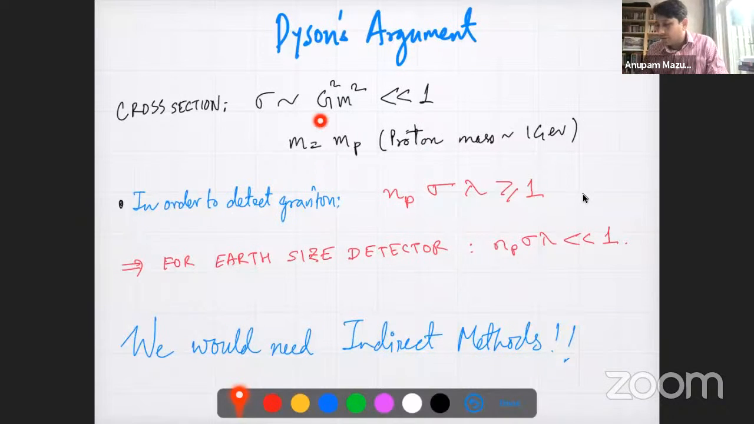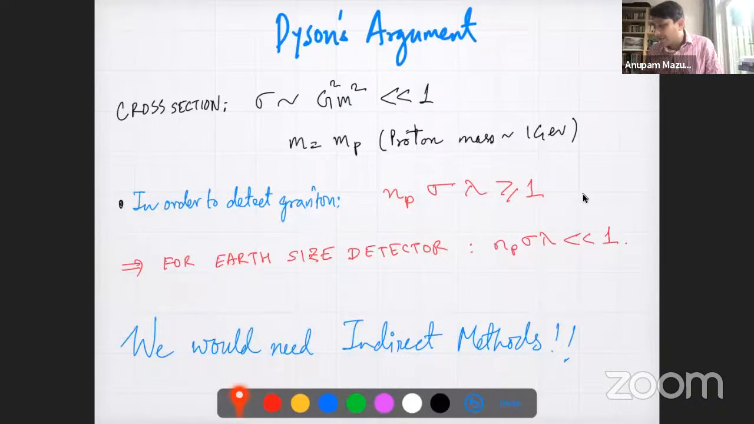You can compute for any mass, it could be proton mass or electron mass. You can see the cross section, which is very tiny because G is a very tiny number. Let's say for argument's sake that I take the mass of the proton, so a graviton hits the proton and I want to see what the interaction rate is. If you want a detector with a length scale, I call it lambda, n_p is the number density of, let's say, protons, and sigma is my cross section, which enters here. It has to be roughly of the order of 1 in order to make some detection. Otherwise, it will hardly detect anything.